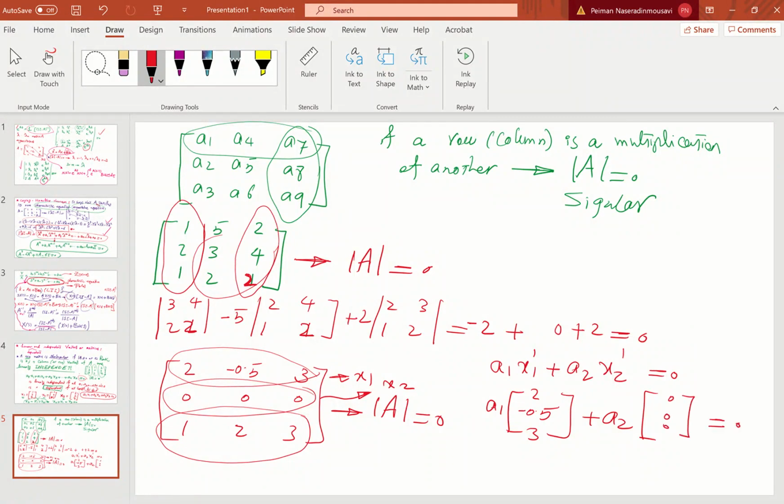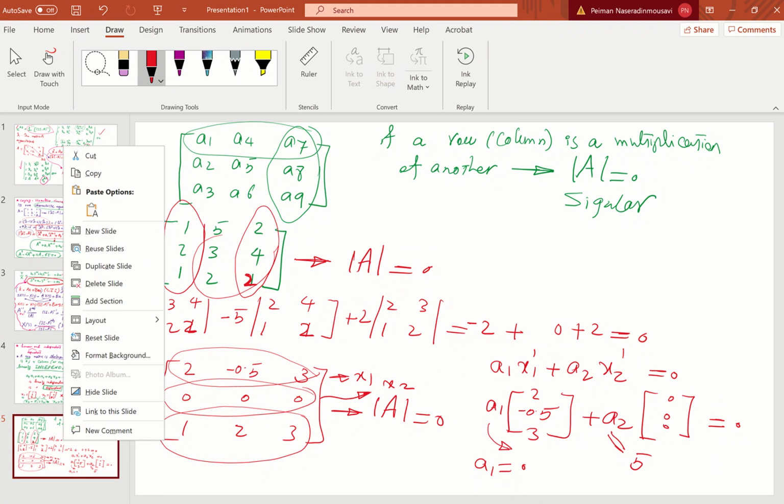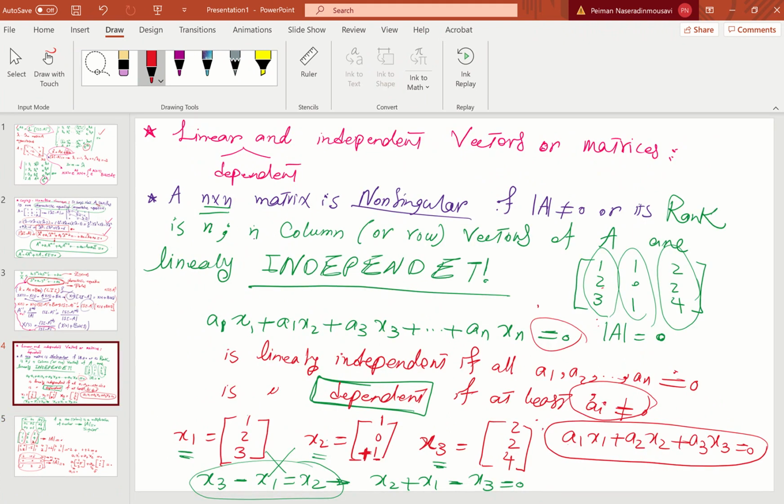To have this equality, obviously you can say a2 can be any number, a2 can be 5, but a1 must be 0. That's right. So one of the coefficients is not 0. So the rows of this matrix are linearly dependent, and that's why its determinant is 0. Understand? And we are done with this.